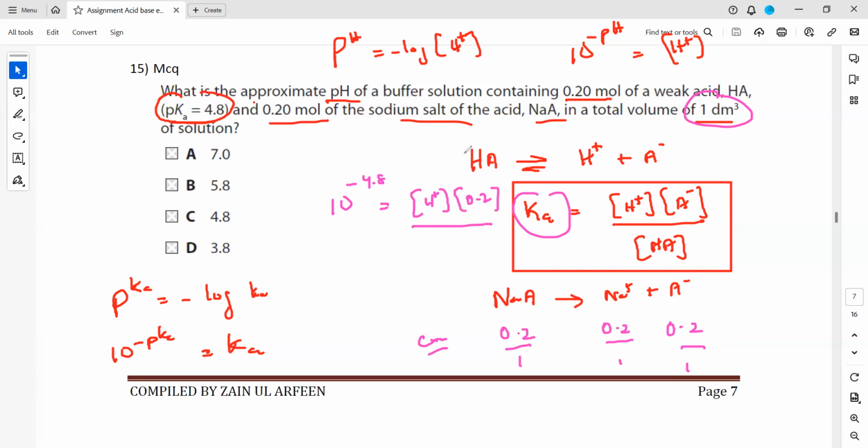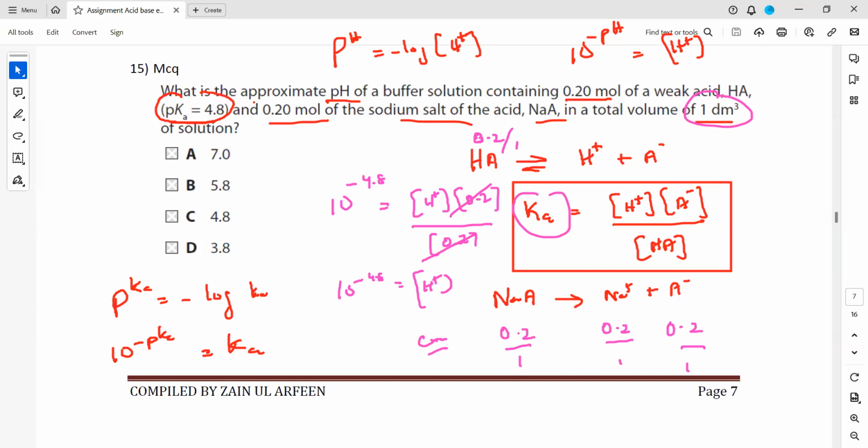And what about the concentration of the acid? As I mentioned, there are 0.2 moles of a weak acid, and we assume that it does not dissociate, so its moles do not change. Because the volume of the solution is 1, the moles and the concentration will be equal. So when we simplify, 0.2 will cancel with 0.2. What we'll get is 10 raised to power minus 4.8 equals the hydrogen ion concentration.